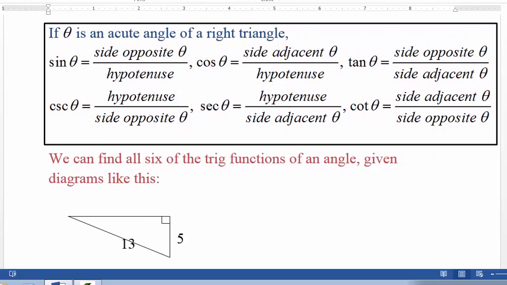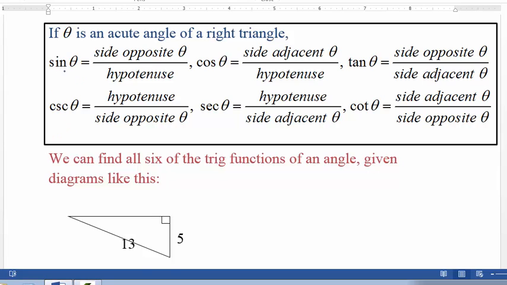Right. So what I tell you is, if theta is an acute angle of a right triangle, again, that's one of the inputs. The sine of theta is really the side opposite theta over the hypotenuse, right? These are ratios because they're fractions. The cosine of theta is the side adjacent theta over the hypotenuse. The tangent of theta is the side opposite theta over the side adjacent theta.